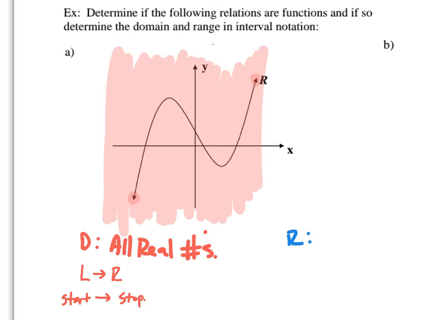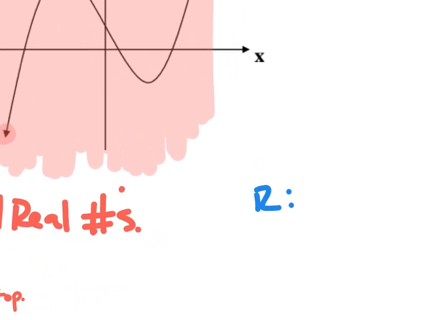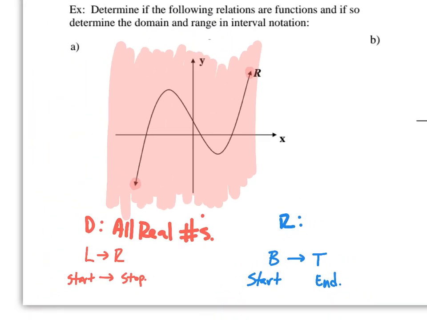The same thing happens with the range of this graph. With the range, I go from the bottom to the top. Where do I start? Where do I end? If I look at my very bottommost point, notice how I have this arrow that's going down, and this graph is going to go down forever, to negative infinity. Then, if I start down low, I have points on this graph that continue up to positive infinity. So range is all real numbers here.